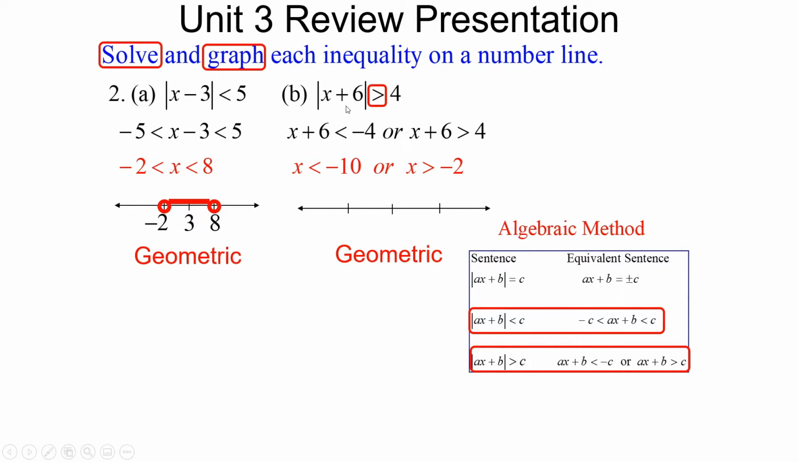And, x plus 6, I need an x minus a number. So I'm going to change that x plus 6 to x minus -6. So that tells me that my number line needs to be centered at -6. And then I am greater than 4 units to the left. So 4 units to the left would be what? -10? And 4 units to the right would be -2.